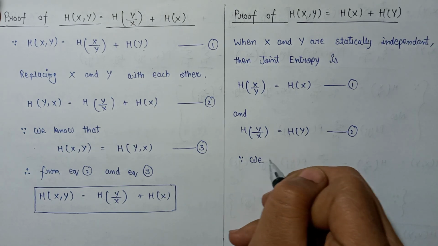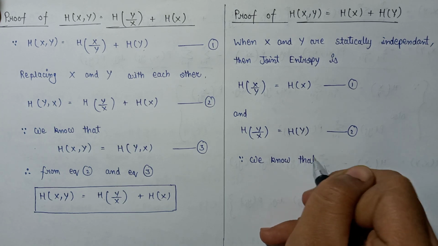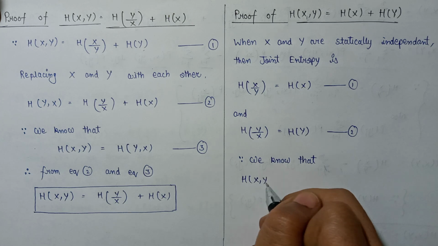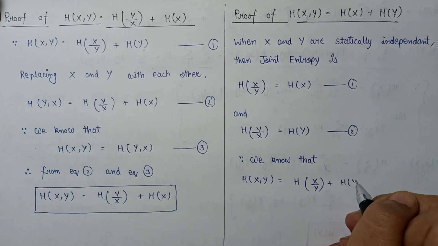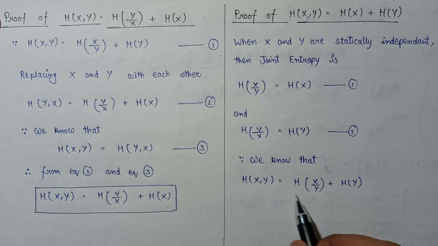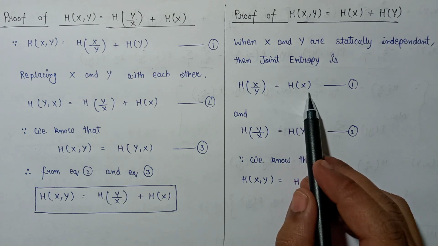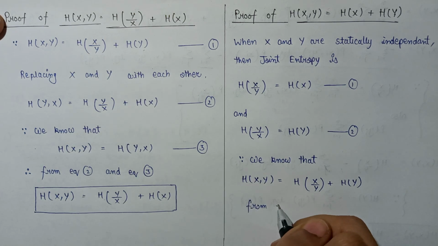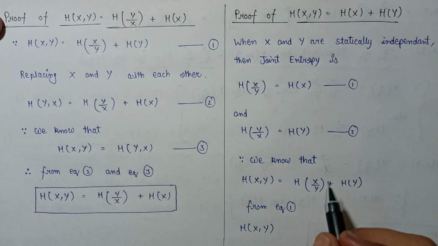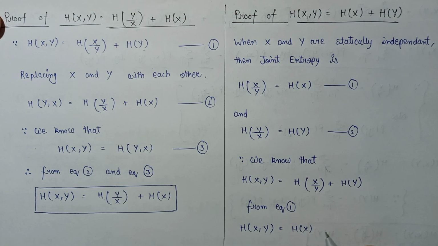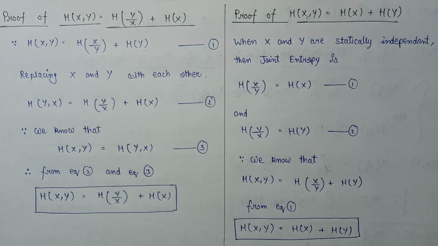Since we know that h of x comma y is equal to h of x over y plus h of y, and we know that h of x over y is nothing but equal to h of x, so from equation 1 we can say that h of x comma y, in place of h of x over y, we write h of x, plus h of y as it is. And this is how we prove our third relation between the joint and conditional entropy. So this is all about the three relations between the joint and conditional entropy.